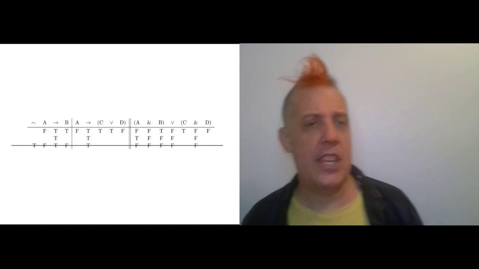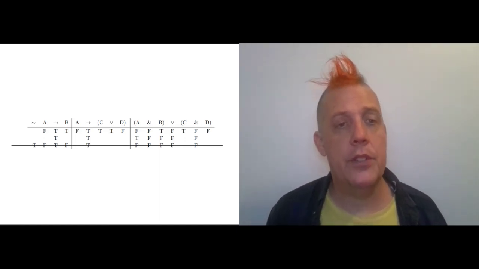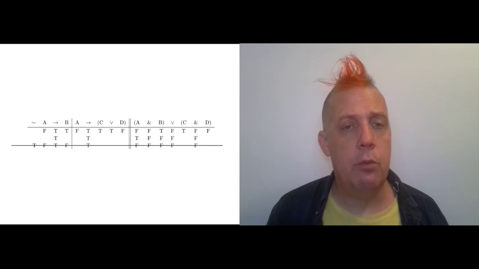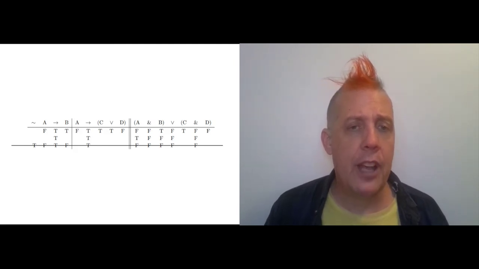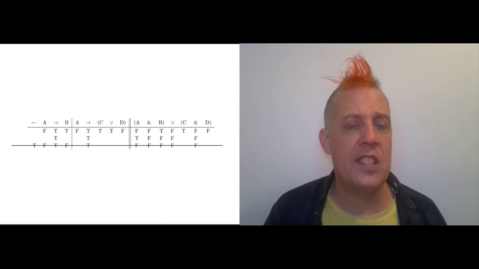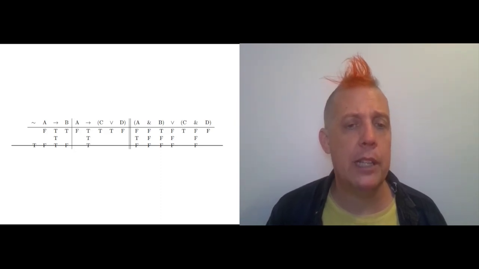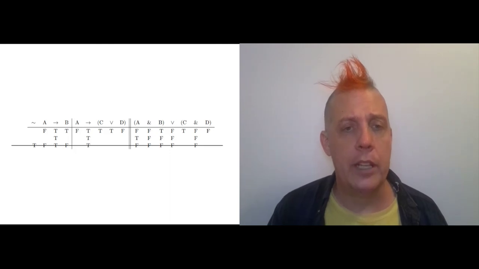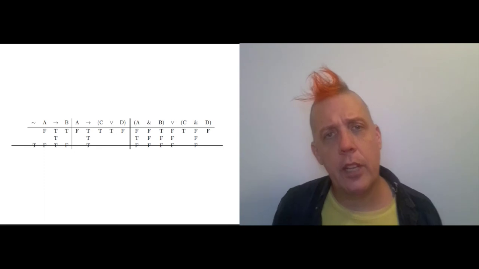So the point is that we have managed to find one of the lines where the premises are true and the conclusion false. We could have actually filled this in other ways, but we get to stop here because we just have one complete line, and that was all we needed. Great. So that's what it comes down to.